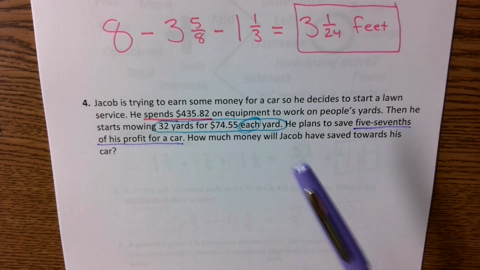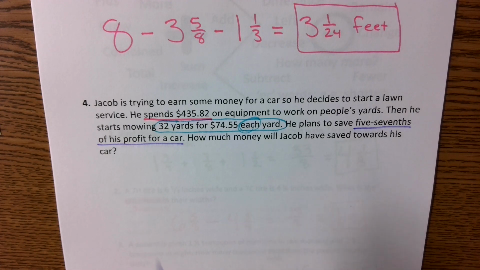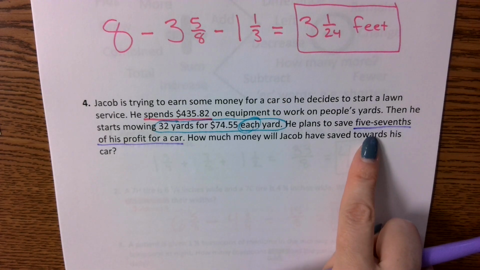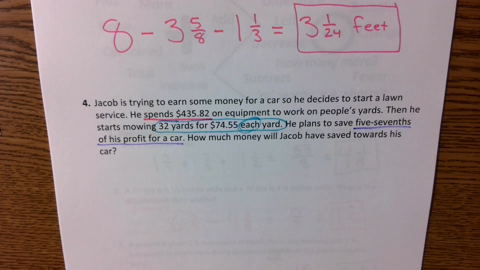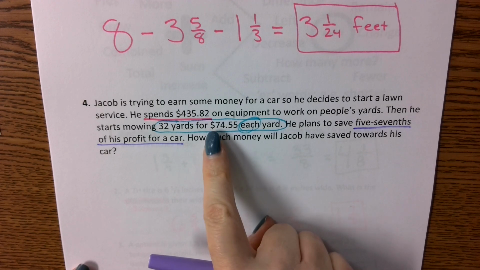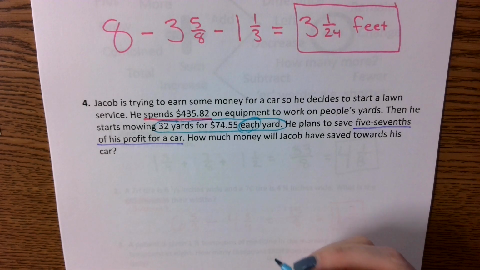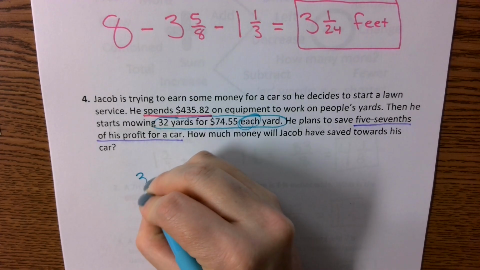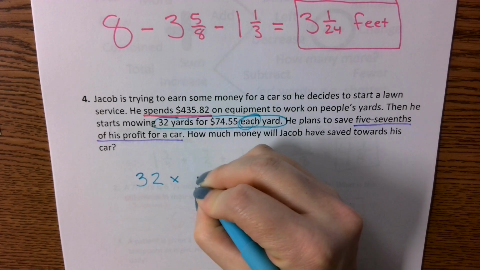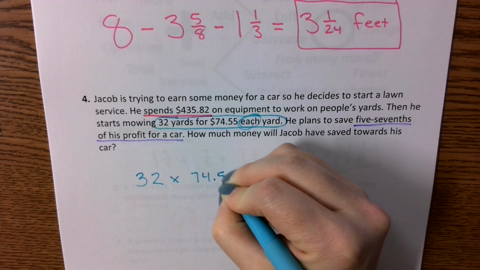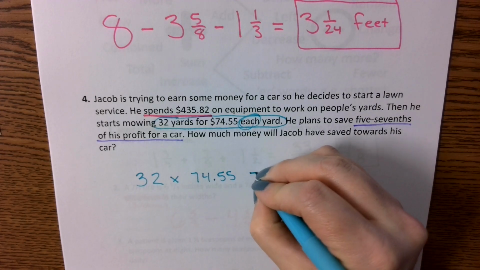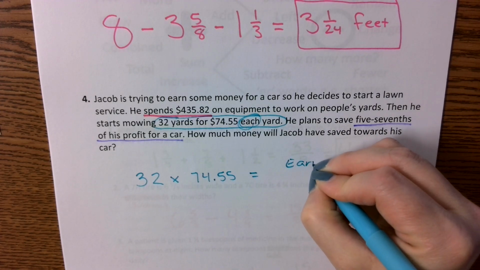So now, which one of these do you think we need to do first? Do we need to subtract first, multiply first, or do the 5/7 first? Okay, what am I subtracting from then? Do I know what I'm subtracting from? Nope. I don't know what I'm subtracting from. So I have to multiply first. I got to find out how much money am I earning on these yards. So I'm going to have 32 yards, and we're going to multiply it by $74.55. And that's going to equal how much money he earned.